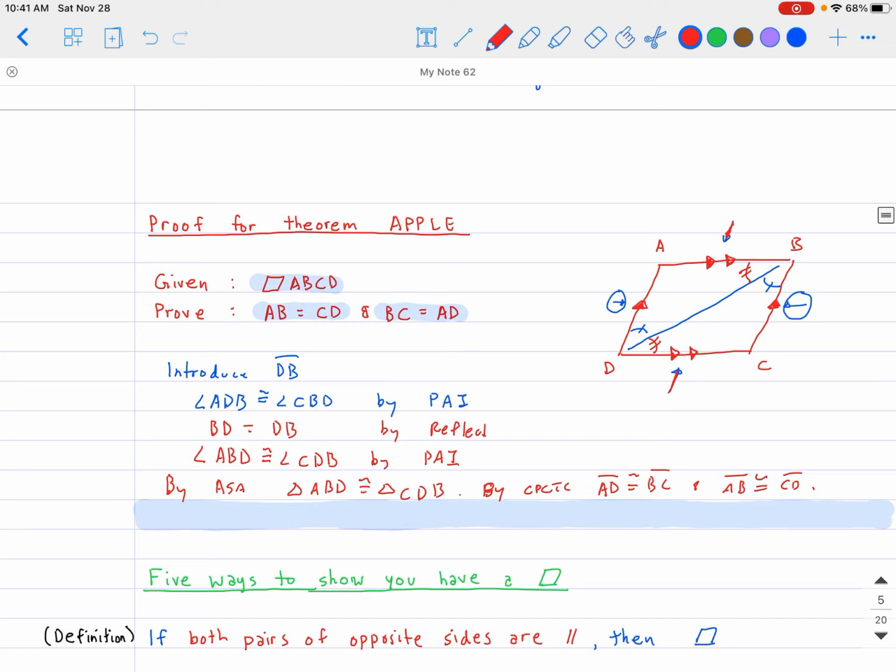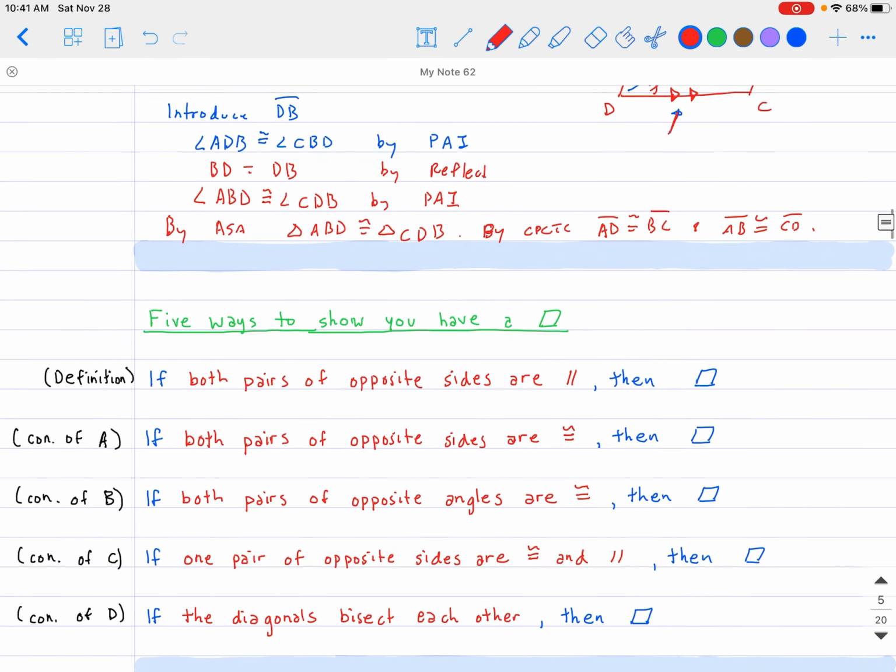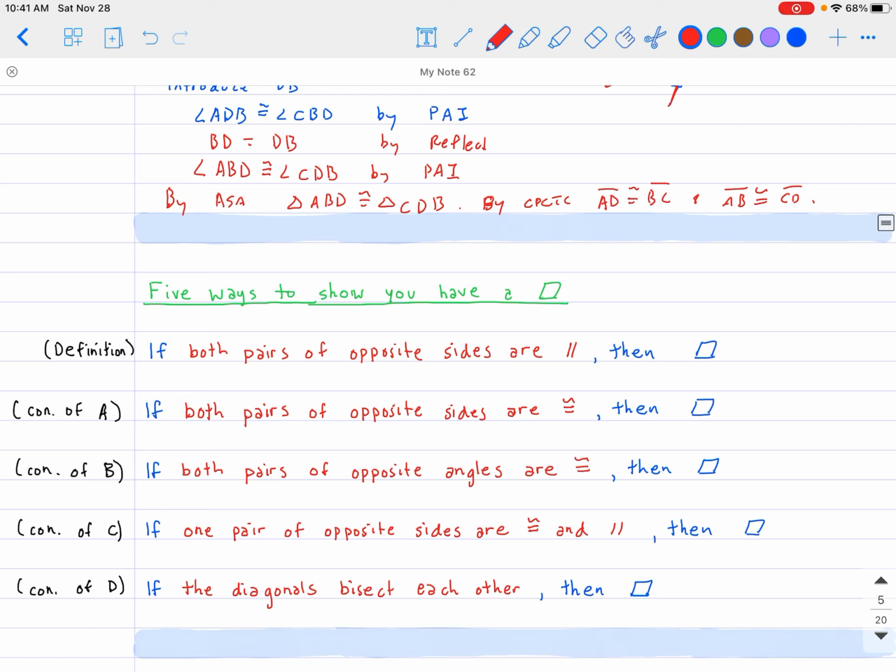The reason why these are useful is, well, you can actually go backwards, right? If you think about the converse of them, it sounds like they definitely are true as well. That is to say, for the following, we can then use these to show that you have a parallelogram. So here, this is going to be the 5 ways you can show that you have a parallelogram.